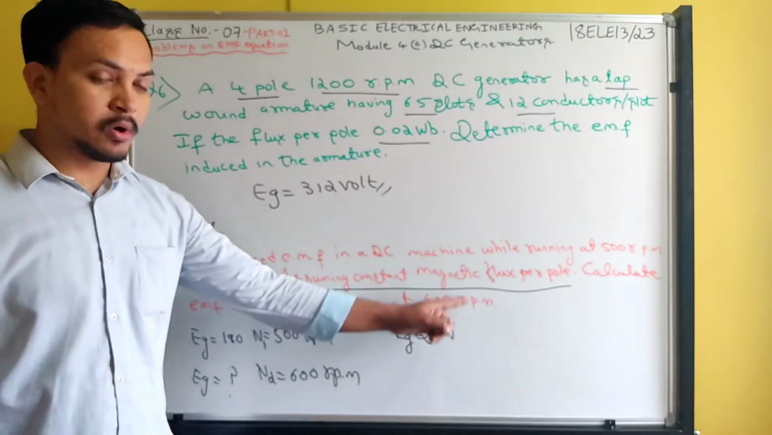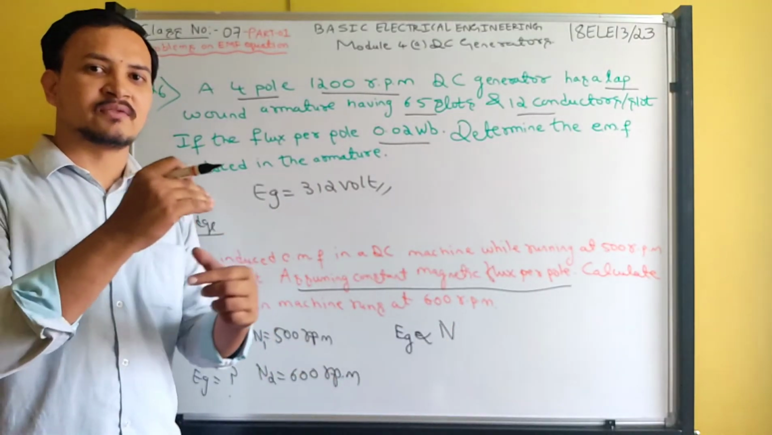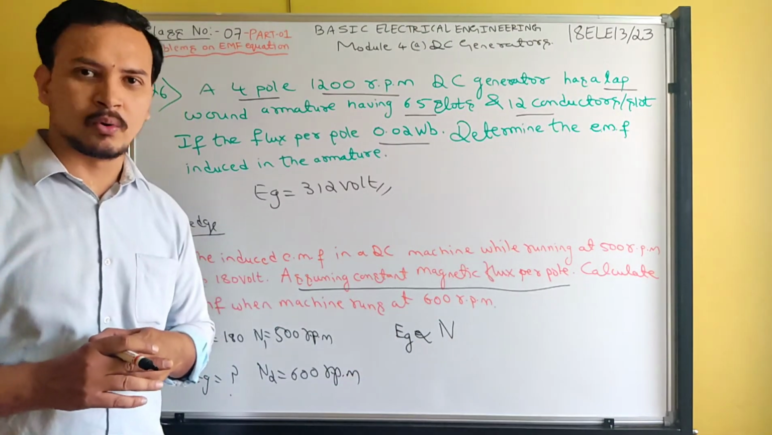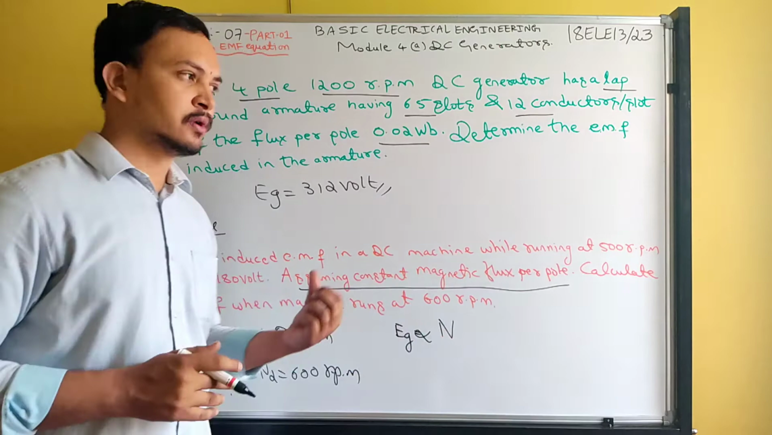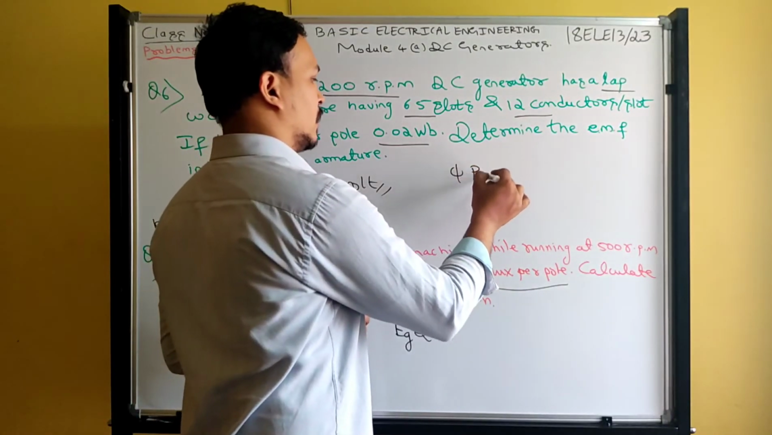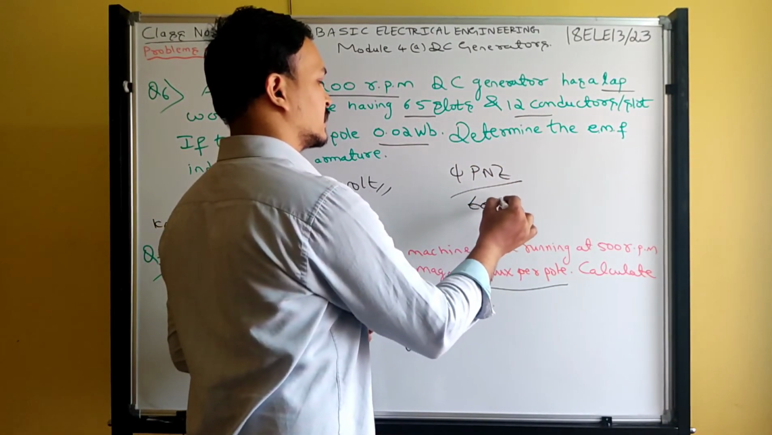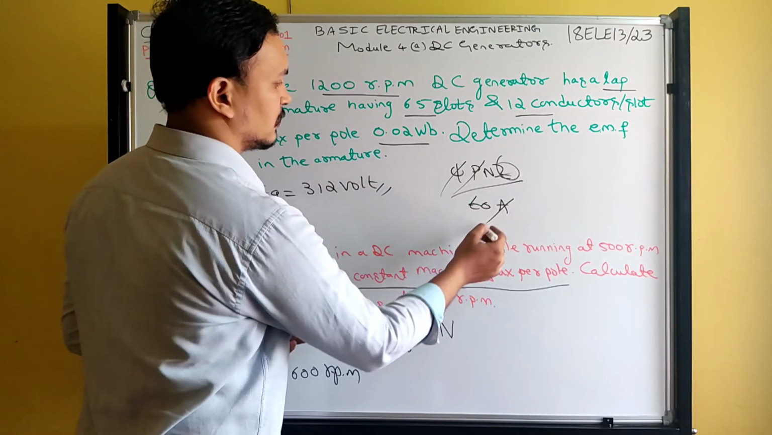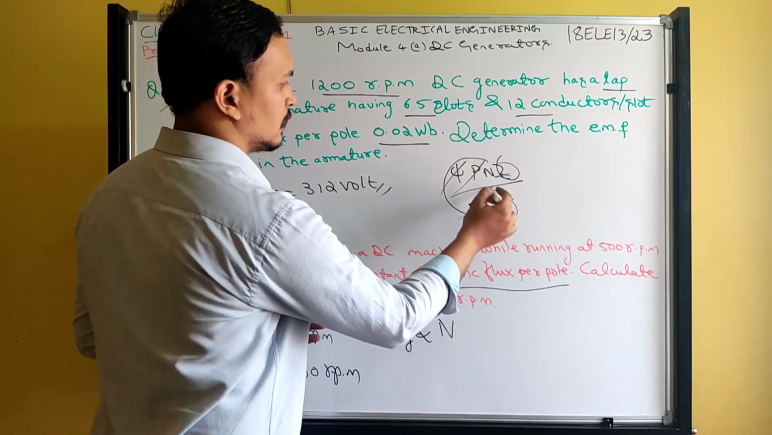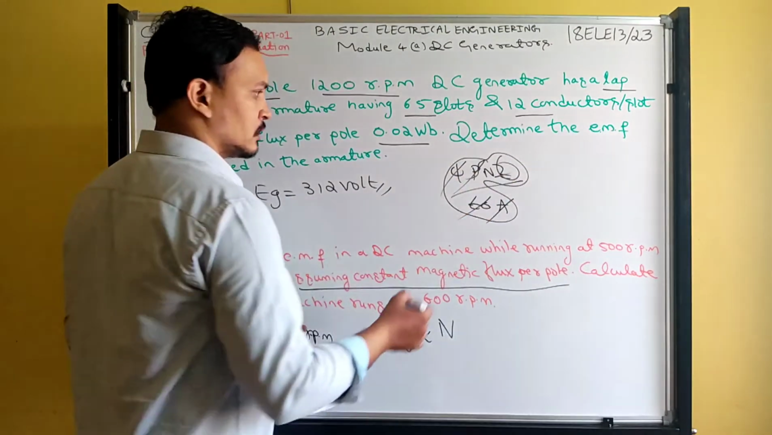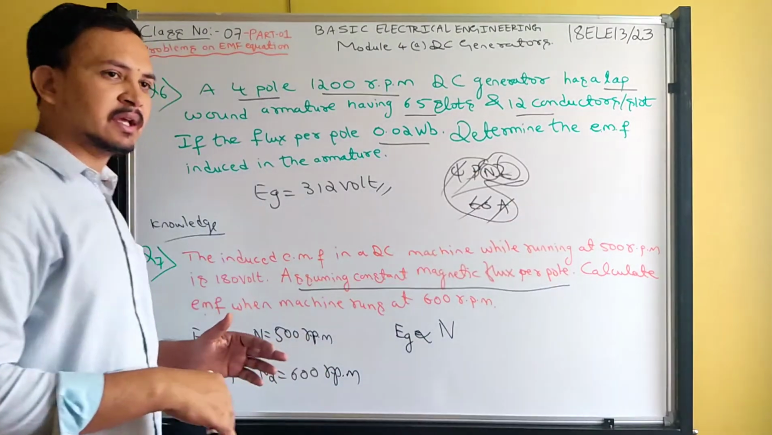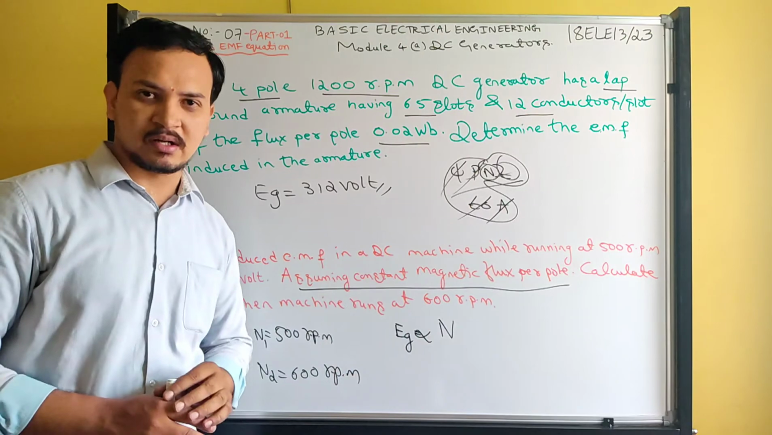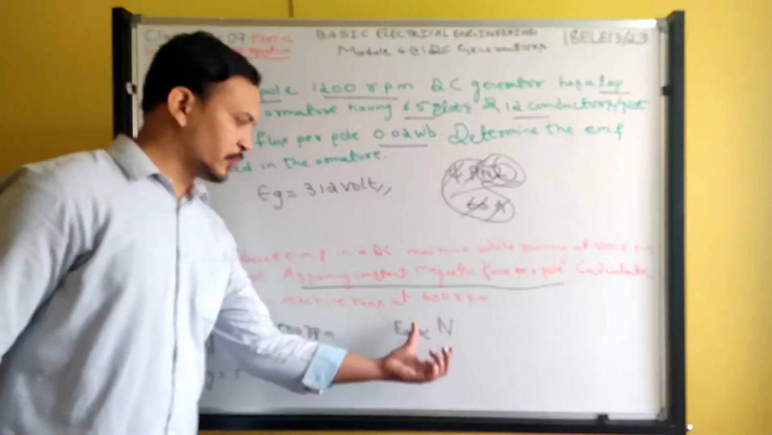If the machine runs at more and more speed, you will get more rate of change of cutting the flux. So therefore you will get more generated voltage. So EG is proportional to N. So generally this is the formula, ΦPNZ by 60A. Conductor data is not given, cancel it. Poles, flux, and this data are not at all given in the question. So they are asking only speed. By increasing the speed, we can get a different generated voltage. Okay, so EG is proportional to N.